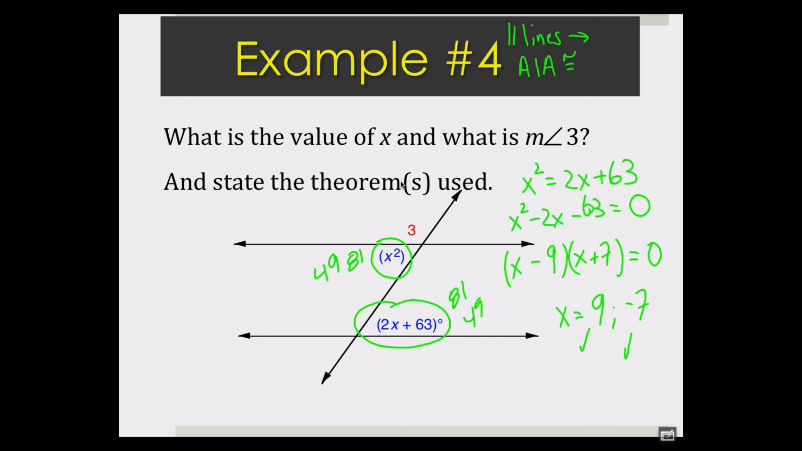The only time, sorry, I lost the ability to speak in that moment. The only time it becomes a problem is when you plug it back in and you get a negative angle measure or the angles don't match. Most of the time the indicator will be that you get a negative angle. So that answer gets thrown out. But in this case, both answers work.